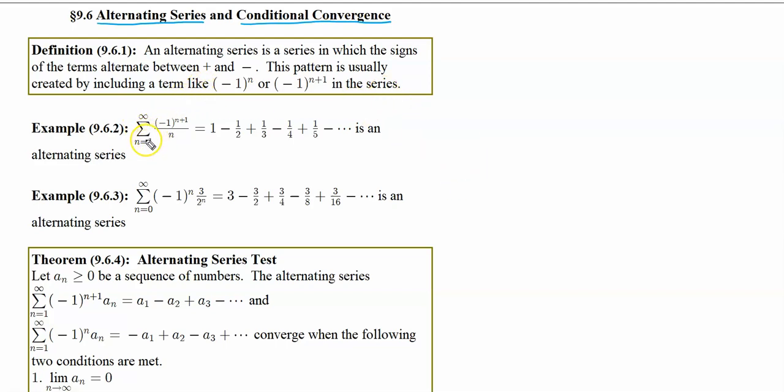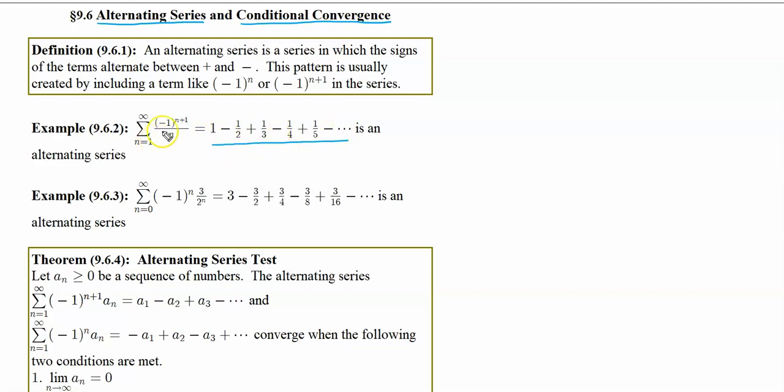Consider this series. The summation of (-1)^(n+1) divided by n. So you notice that (-1)^(n+1) term. That's going to create the alternating sign pattern for us. So this series, if you write out a few terms, this is what you get. Let's just notice how we get this.